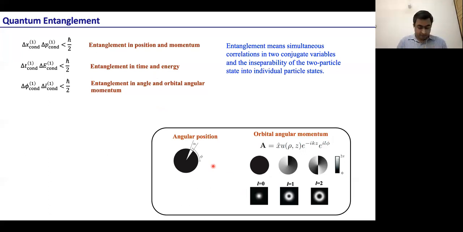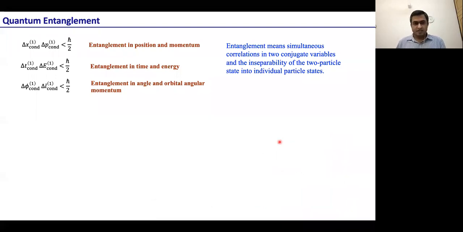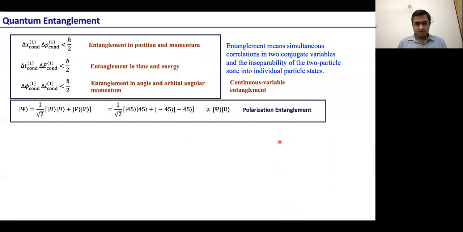In fact, the orbital angular momentum basis is seen as having a lot of potential for quantum information and quantum communication, because it provides a basis which is higher dimensional, unlike polarization, which is just two dimensional. There are several benefits to having a higher dimensional basis as opposed to just a two dimensional basis. We won't go to those examples right now.